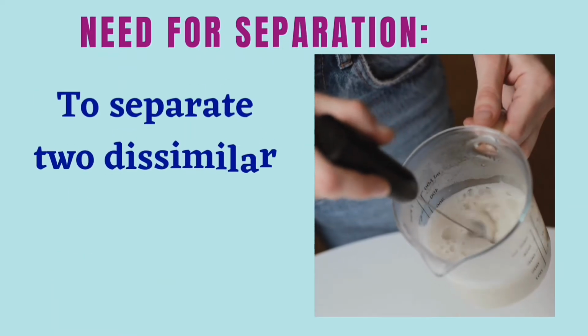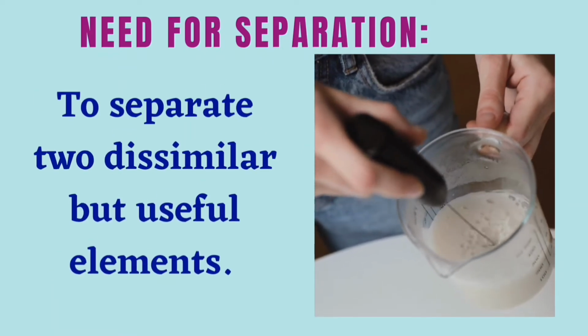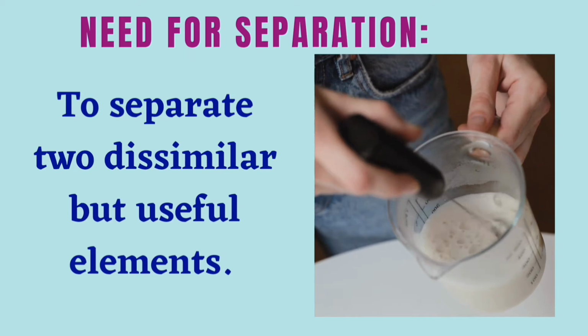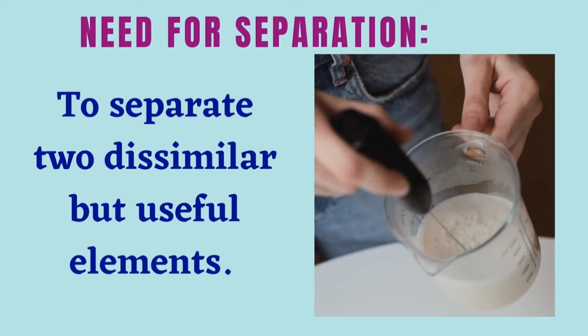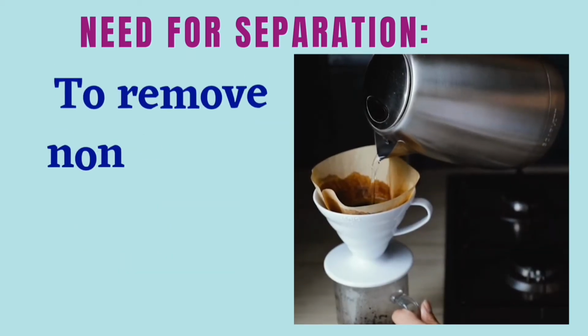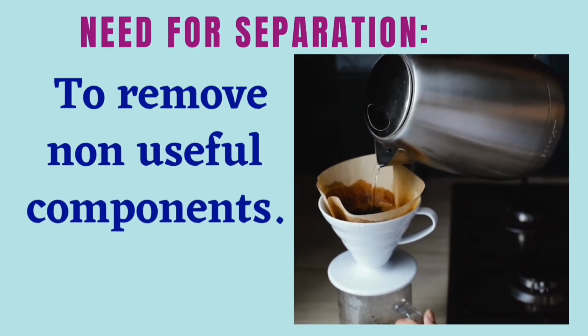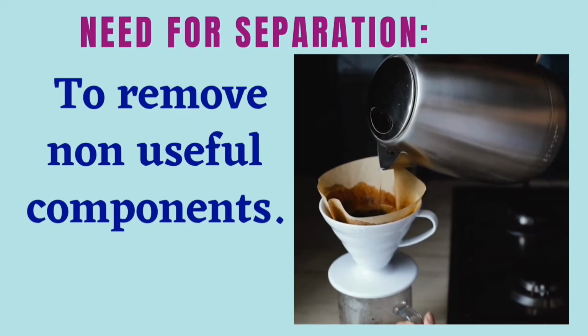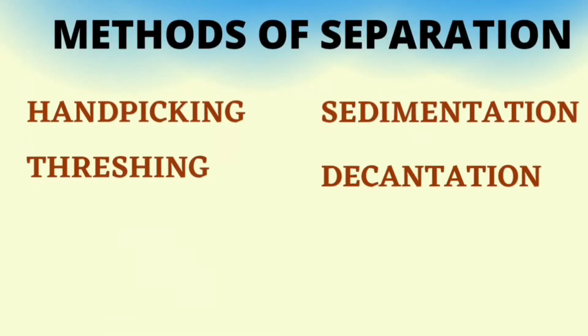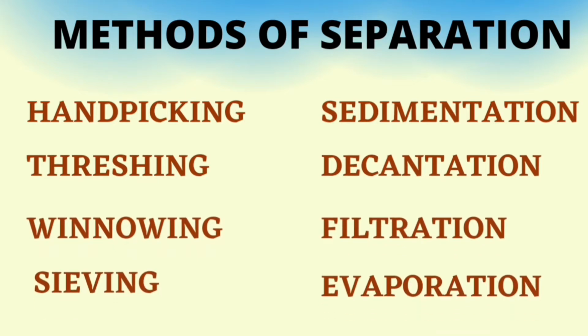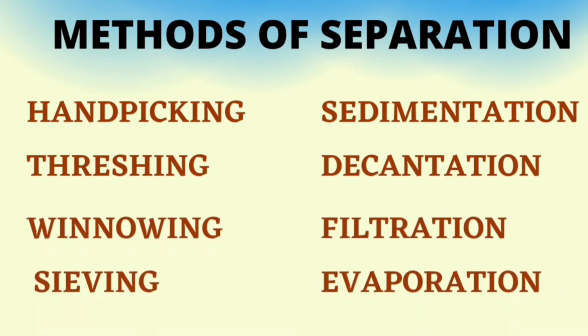Sometimes we separate even useful components if we need to use them separately, like butter from milk. It is also used to remove the non-useful components from the mixture, like tea leaves are separated from the liquid while preparing tea. Separation is done based on the size and type of the material. There are many methods of separation like hand picking, threshing, winnowing, sieving, sedimentation, decantation, filtration, and evaporation.